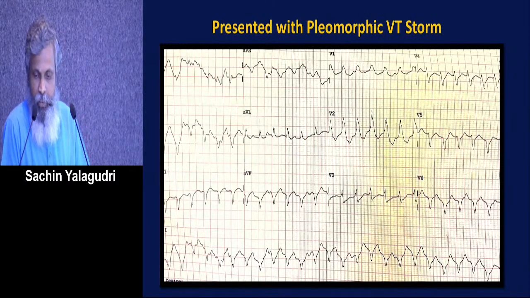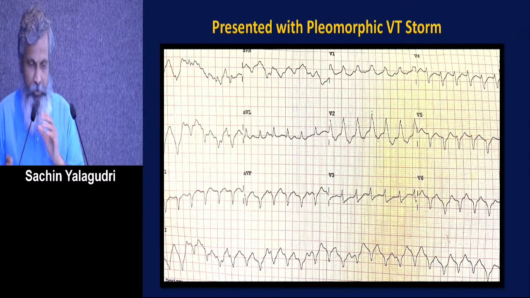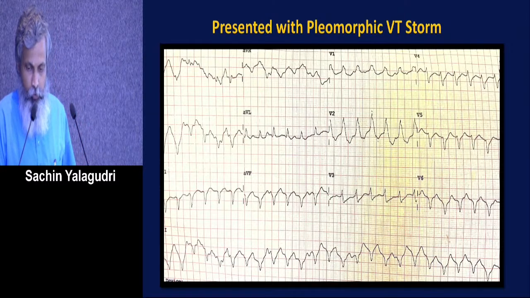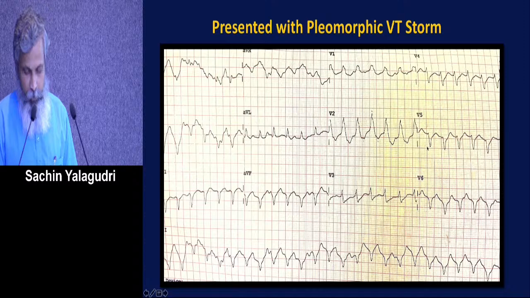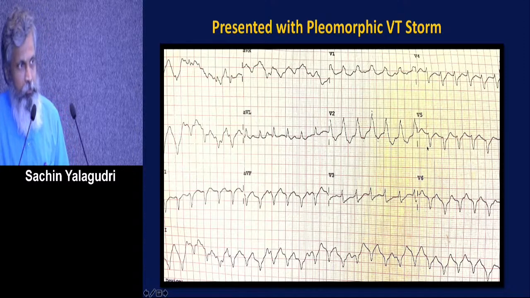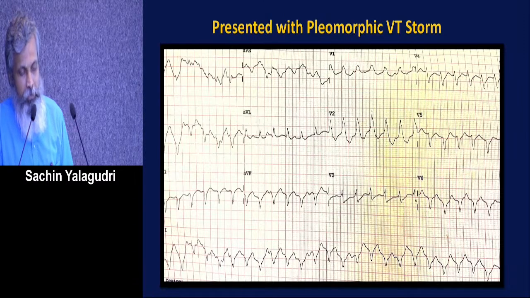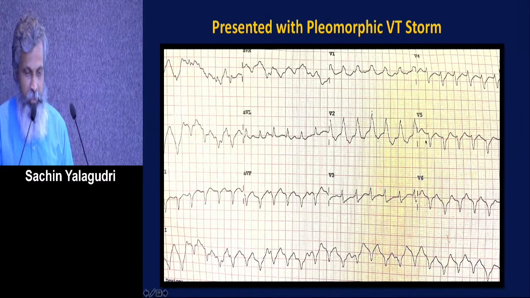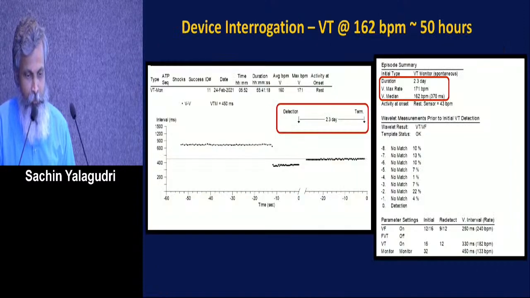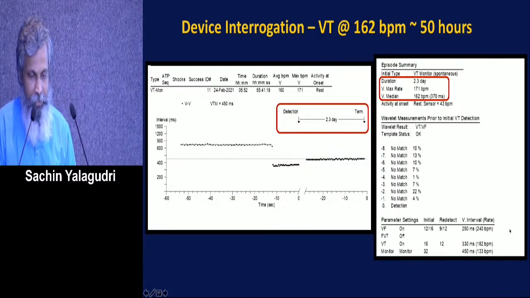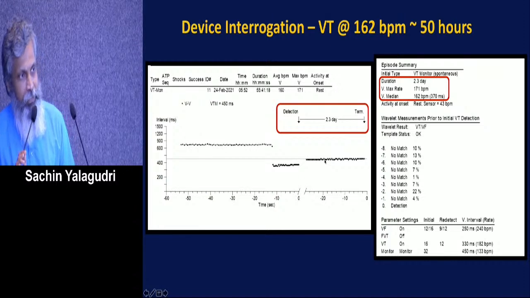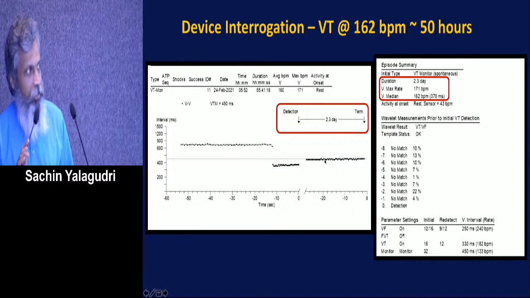Unfortunately, he had an episode of VT during COVID, where the VT was below the detection zone, running at about 160 beats per minute. So this VT is below the detection limit of the ICD, which means the VT is not treated. This person was running this VT for about 48 to 50 hours. You can see here his monitor zone is between 130 and 162 beats per minute. It was less than 160. So although the ICD detects that VT is going on, it will not treat it. That's something called a monitor zone.